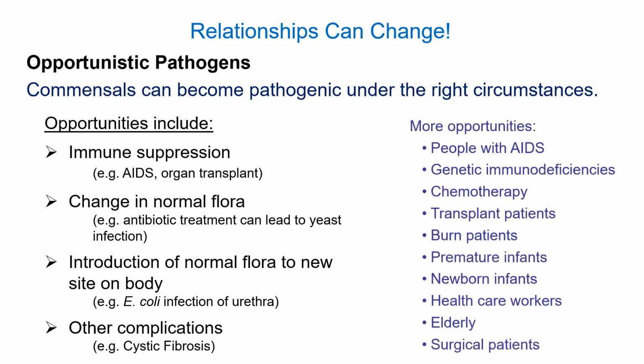Here's a list of other opportunities. You can see most of them kind of fit into one of those 4 categories. So burns patients, I would consider that kind of immune suppression. Very young, very old. Surgical patients, we're looking at introduction of normal flora into other body parts just due to invasive procedures and things like that. But anyway, lots of examples. So make sure you know what a definition of an opportunistic pathogen is, because it's definitely going to be on the final exam somewhere. So you want to know a definition, and maybe even a couple of examples would be good for you to know.